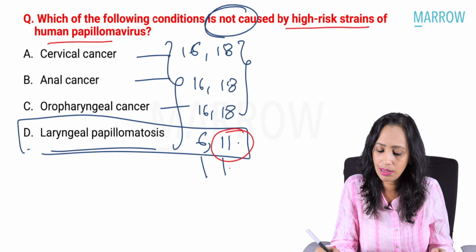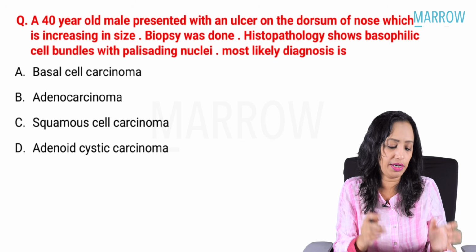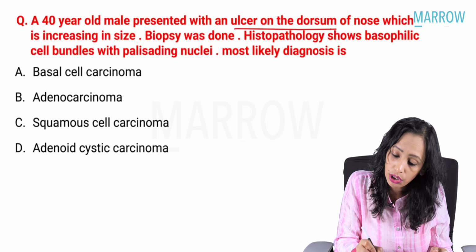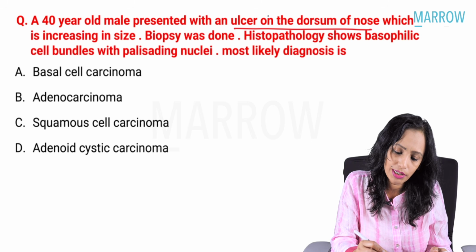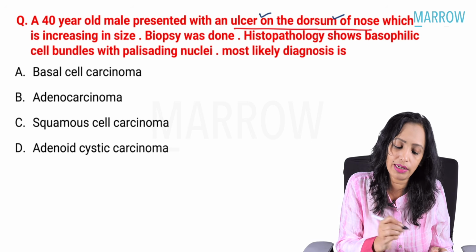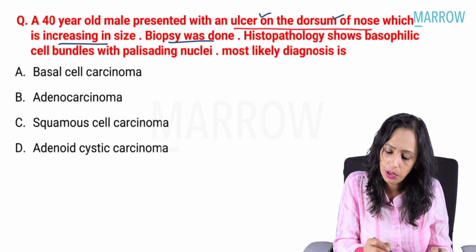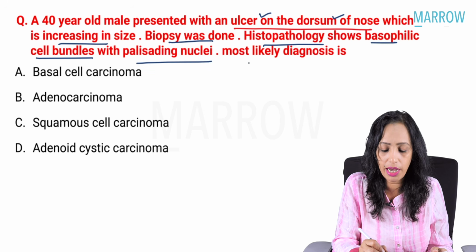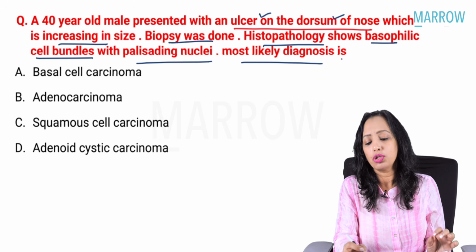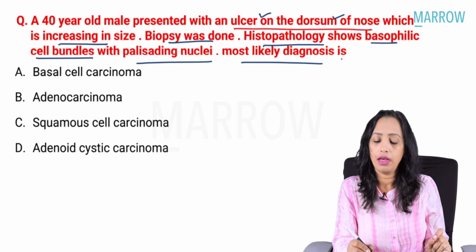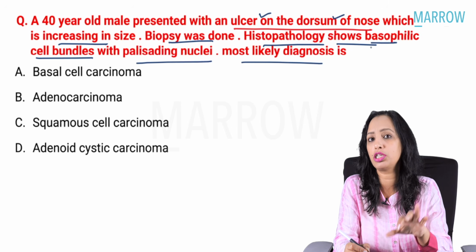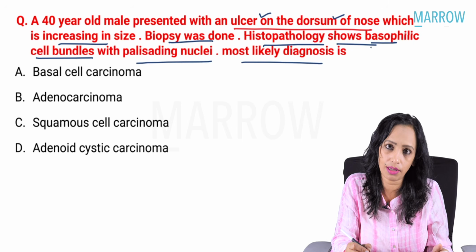Right. Now another similar question we have, which is an integrated question. A 40-year-old male presented with an ulcer on the dorsum of the nose, which is increasing in size. Biopsy was done and histopathology shows basophilic cell bundles with palisading nuclei. Most likely diagnosis is? I have just mentioned what was given in the histopathology. The histopathology specimen was also given, I think.